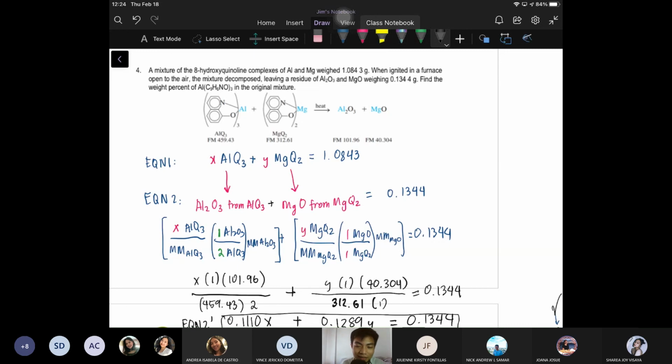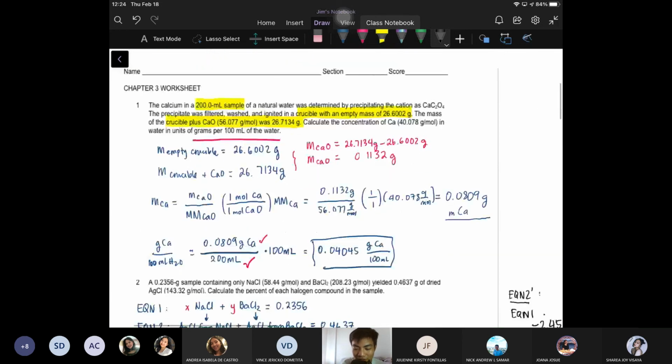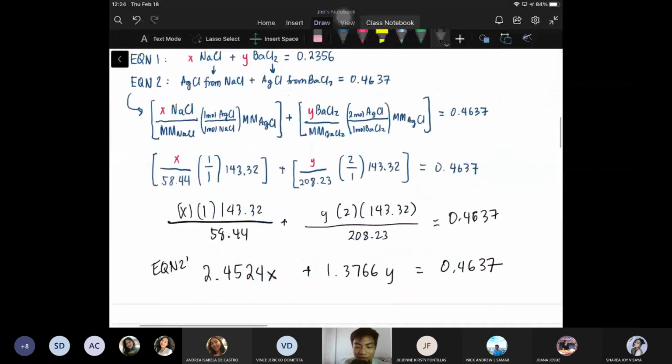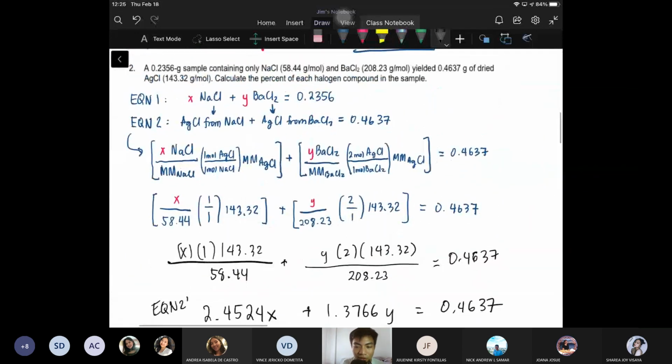So sa una madali lang, 'di ba? Yung mga unang questions na binigay ko, easy lang. Pero for example, may ganito ng problem, it requires logic talaga. So kailangan makita niyo yung flow. That's why nilalagyan ko ng arrow yan. Ibig sabihin nun, i-convert ko to this. Ito, i-convert ko to this. Then, isusulat ko yung equation na yon. Then the rest is algebra na lang.